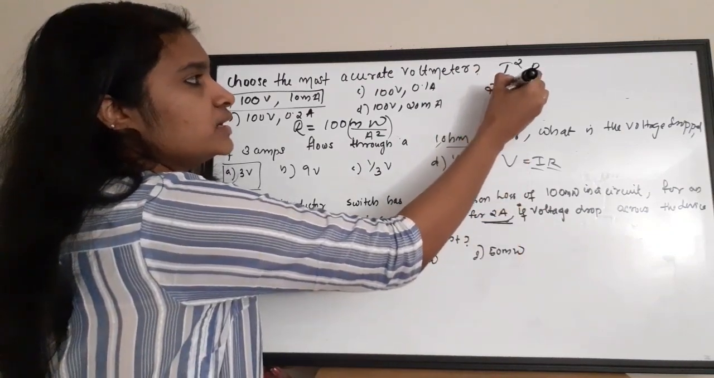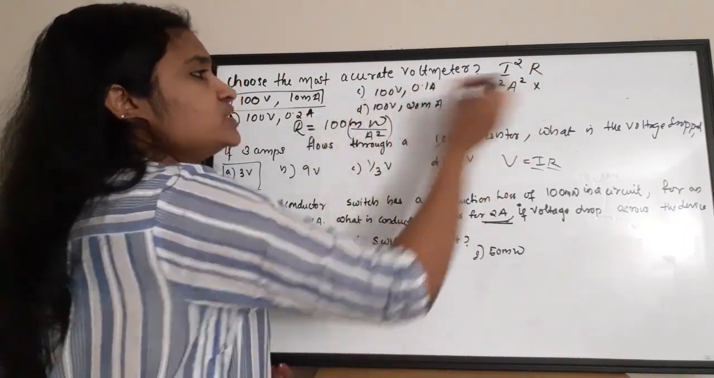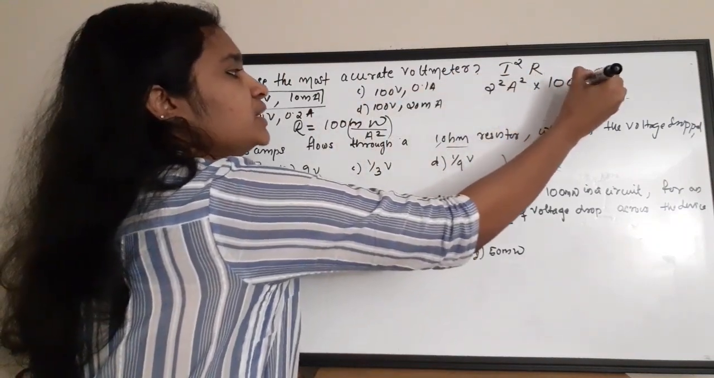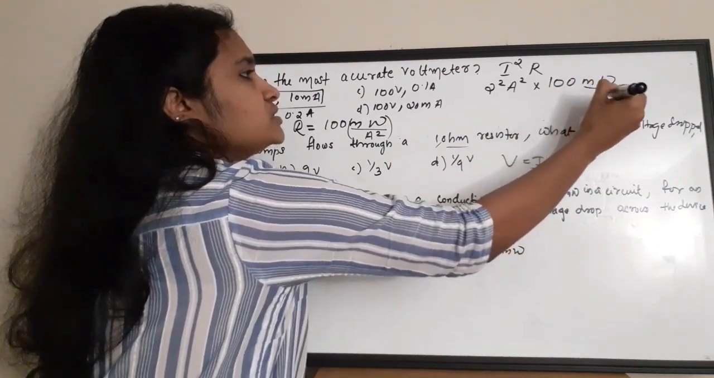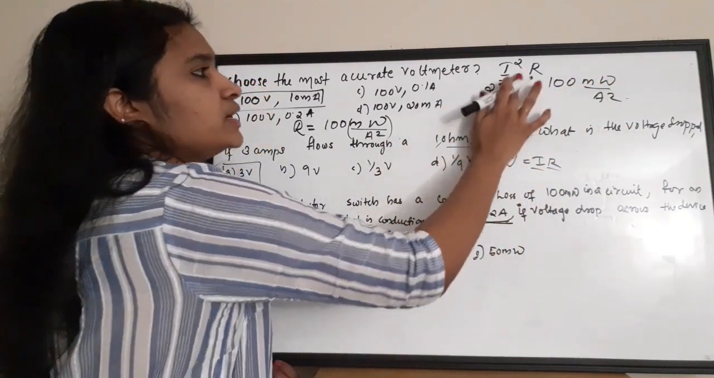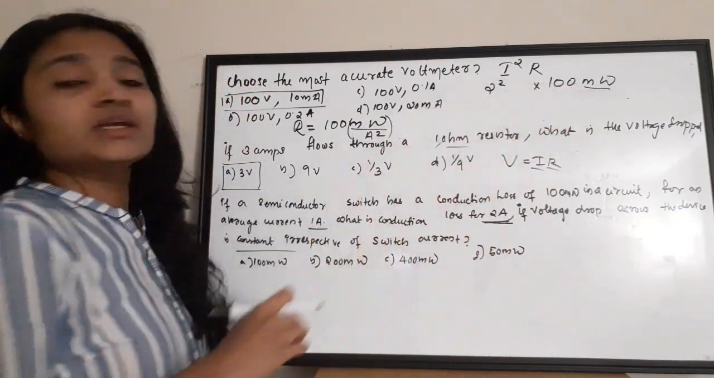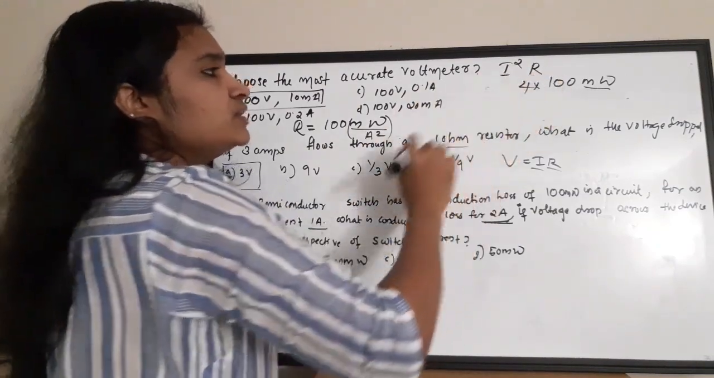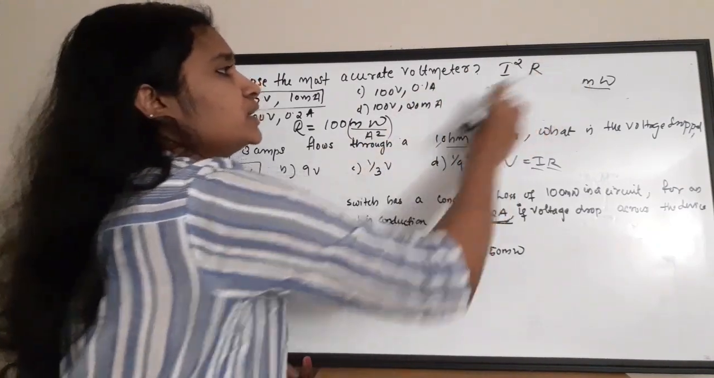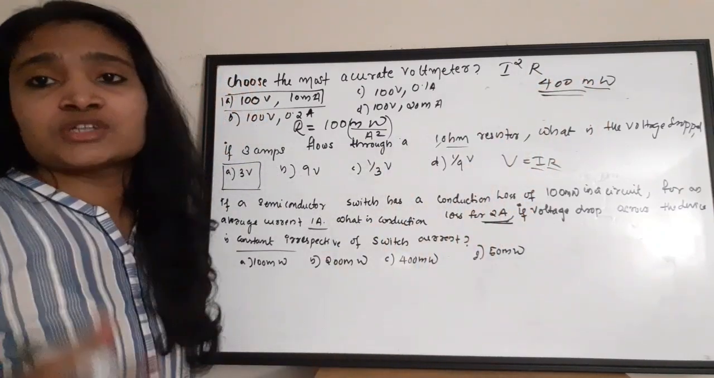So 2 square, the unit is ampere square, into R value is 100 milliwatt per ampere square. Okay, so this ampere square and ampere square will get cancelled. So it is 2 square into 100 milliwatt. So it is 4 into 100 milliwatt, or it is 400 milliwatt. Okay, so this is the new conduction loss.